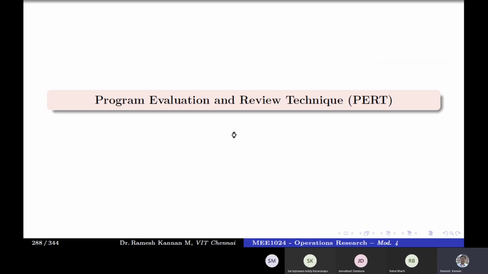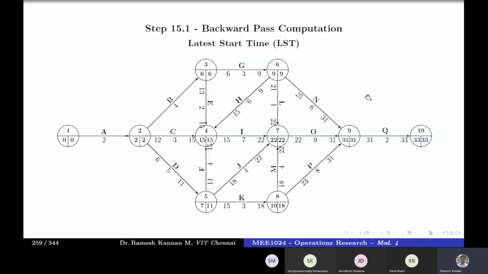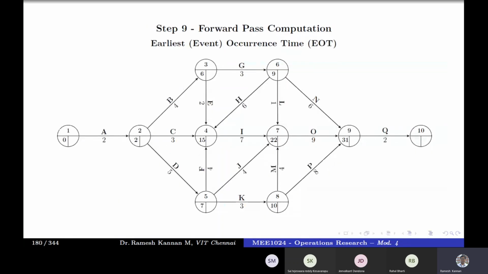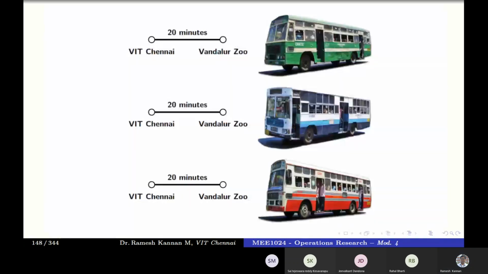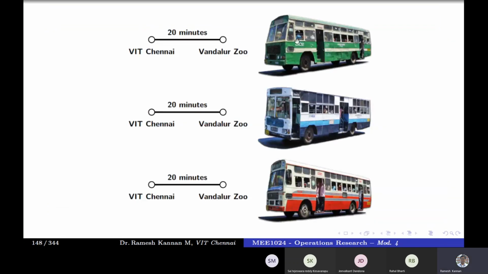Okay, you remember the example that we gave in the critical path method. I'll just run through it very fast and then come back to PERT. Here it is, this example. All the 3 buses are suburban buses. If you go to Vandalur Zoo from VIT, it takes 20 minutes, which means that the task has a deterministic duration.